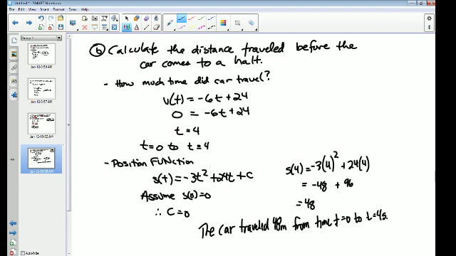At least 2 of the AP problems over here say explain your answer in context of the problem. This is your mathematical answer. Is that in context? It just says 48. You need to be able to say the car traveled 48 meters. You're actually applying it out here. That's explaining your context. It's not very hard. It's easy points. Sometimes they even give you a point for putting that right there. Bonus.